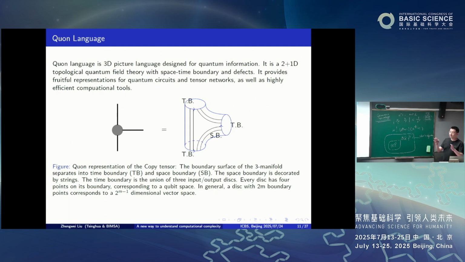So the translation from the tensor network to the Quon language is quite straightforward. Our first step is to understand those generating tensors for quantum circuits and translate them into our language using those defects. Then we find complete computational rules and do efficient classical computation.